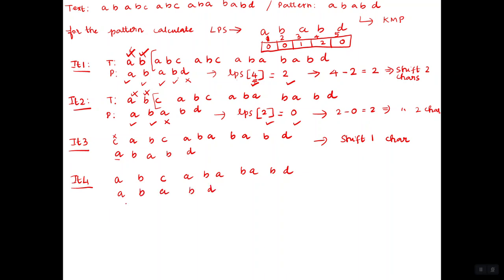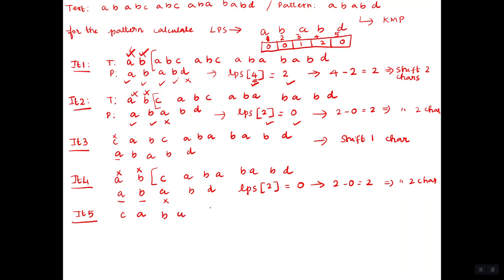Now again you continue. Start comparing. First character is same, second character is same, third character is a mismatch. Since 2 characters are matching, I have to calculate LPS of 2. LPS of 2 is equal to 0. So 2 minus 0 is equal to 2. So I have to shift 2 characters. So the first 2 characters I have to skip. Start comparing from the next half. So in iteration number 5, I will start with C.